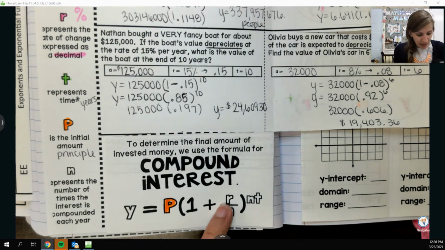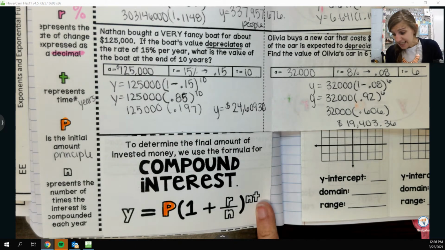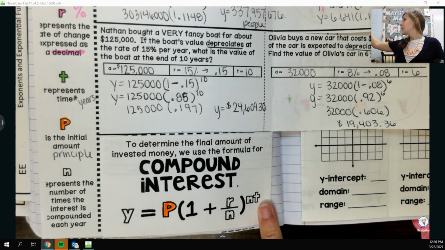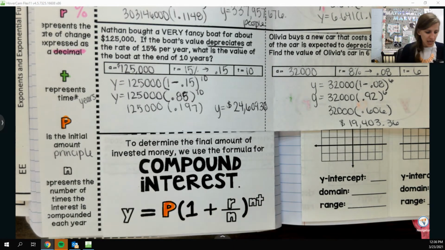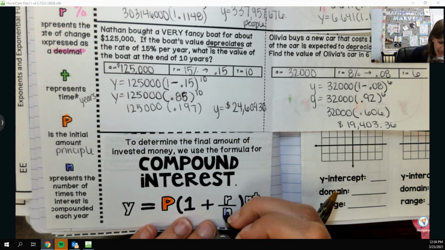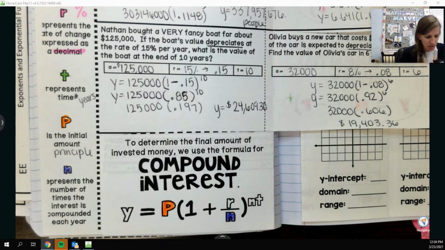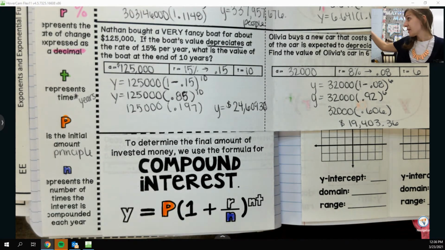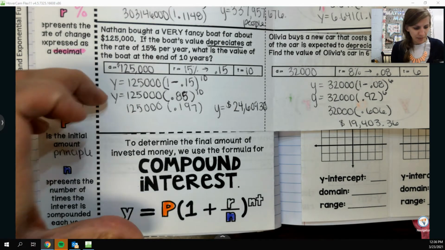R is still rate. T is still time. But this new letter right here, N, represents the number of times that we compound throughout the year. So usually they'll tell you, but sometimes they might tell you in sort of a sneaky way. So let's try some.